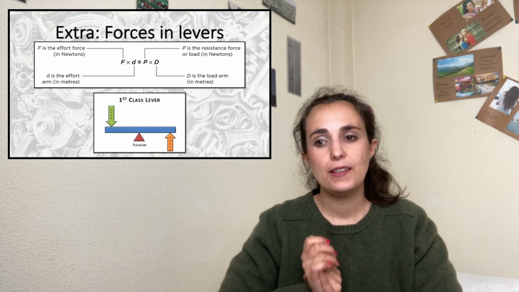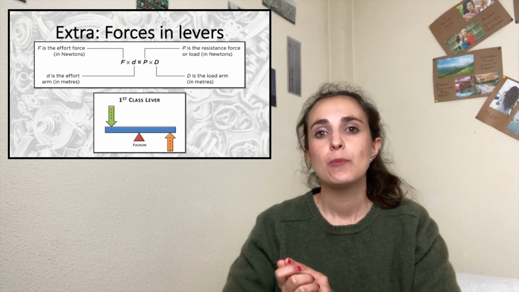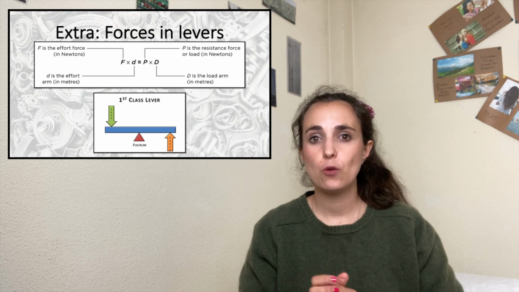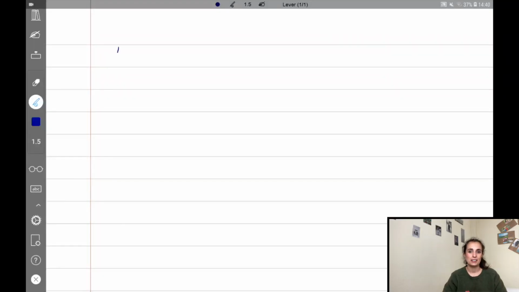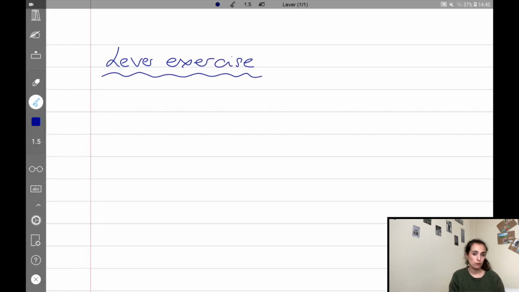And we're going to apply this in a first class lever because it's the easiest example and it's the one that you will find in the link below. So let's do a final exercise. In this case, it's going to be a lever exercise, and the given data in the exercise is as follows. So the distance in the effort arm is 3 meters. By the way, distance should always be given in meters, okay? And that is the d in small letters.